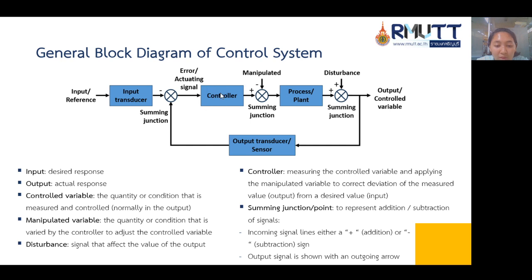The controller is measuring the controlled variable and applying the manipulated variable to correct the deviation of the measured value from a desired value. And then the summing junction or summing point represents addition or subtraction of signals. Incoming signal lines carry either a plus addition or a minus subtraction sign. The output signal is shown with an outgoing arrow.